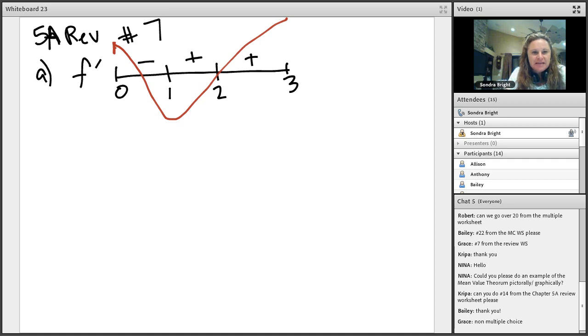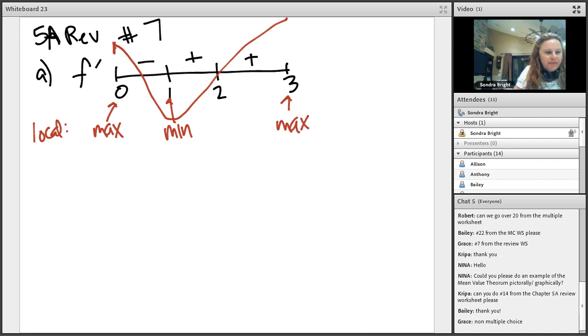So that means at 0, these are locals. I don't know if they're absolutes yet. We have a local max at 0, a local min at 1, and at 3 we have a local max. And so for the absolutes, there's only the possibility of 1 being the absolute min.